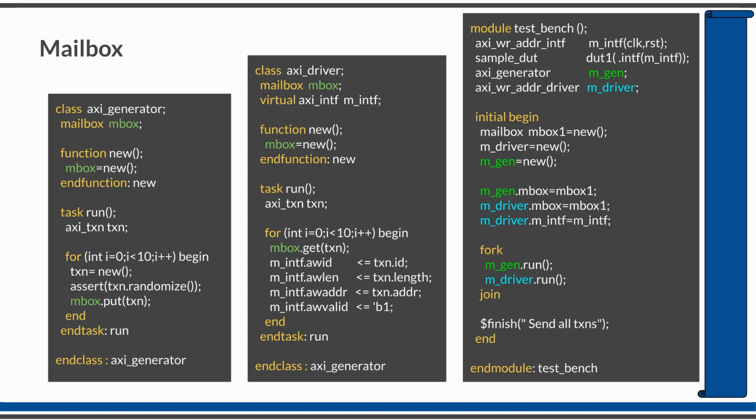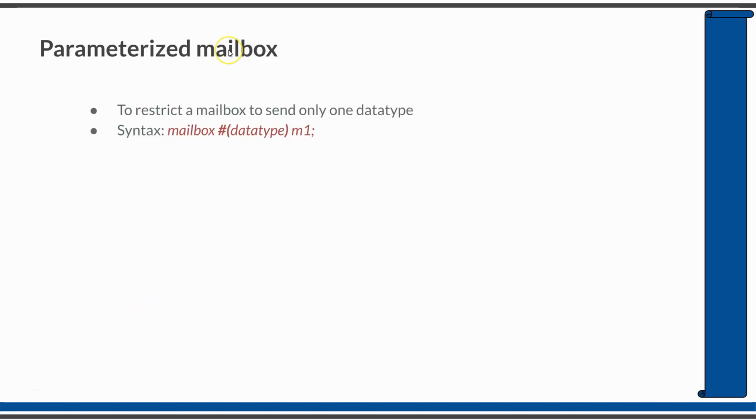So in most of the circumstances, we want to restrict the mailbox to only carry a specific data type. That can be achieved by parameterizing the mailbox, and that can be done by passing a data type while you declare the mailbox. So this is the syntax to declare a mailbox with a parameterized data type, that is mailbox hash within the bracket the data type and m1.